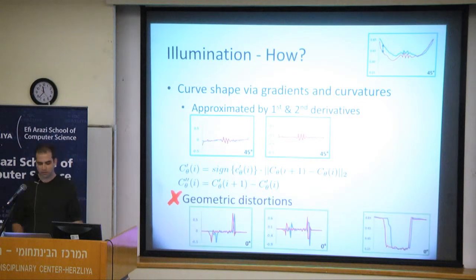Still, this representation does not solve the issue of the geometric distortion. And you can see that by looking at the green orientation: in both the first and second derivatives, the gap between the red and blue curve is still apparent.